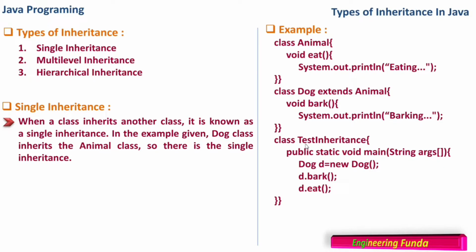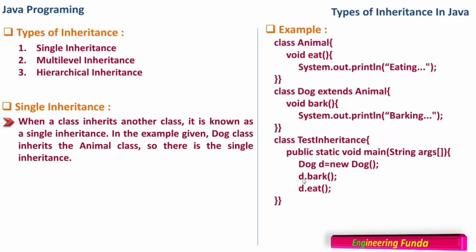Then we have a class TestInheritance. That means this class is intentionally created to test whether inheritance is working perfectly or not. In that we have public static void main. So we are creating an object d of the class dog. Here is this class dog and we are creating an object d in that using a default constructor. This constructor we have seen in one of the previous videos. If you have not seen, you may go to that video and see it. So we are using this new keyword and the default constructor.